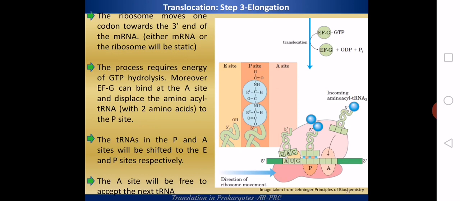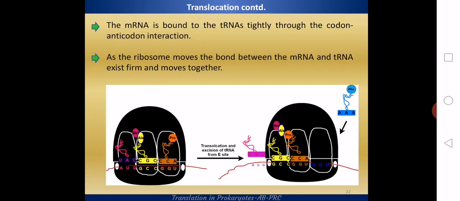This EF-G is a GTPase protein that can hydrolyze the bound GTP. Then the tRNAs in the P and A sites will be shifted to the E and P sites respectively. And the A site will be free to accept the next tRNA. And in the next round of translocation, the tRNA which is bound to the E site will be excised out of the complex.